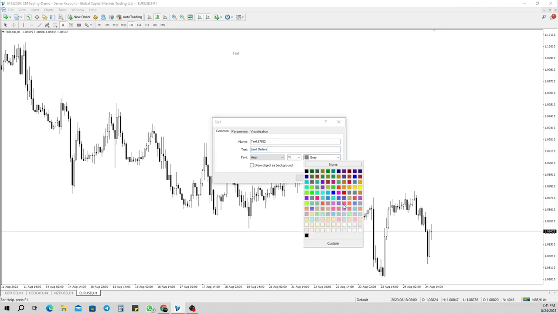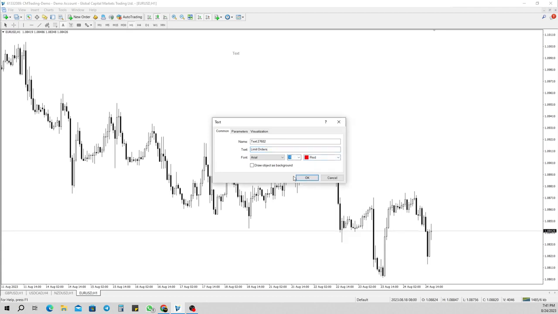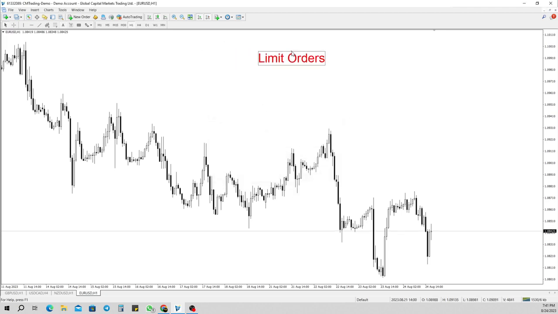Limit orders, make it red and let's make it bigger. Okay, so limit orders. First of all, let's talk about buy limit. Buy limit is when you are waiting for the price to move lower from the current price.